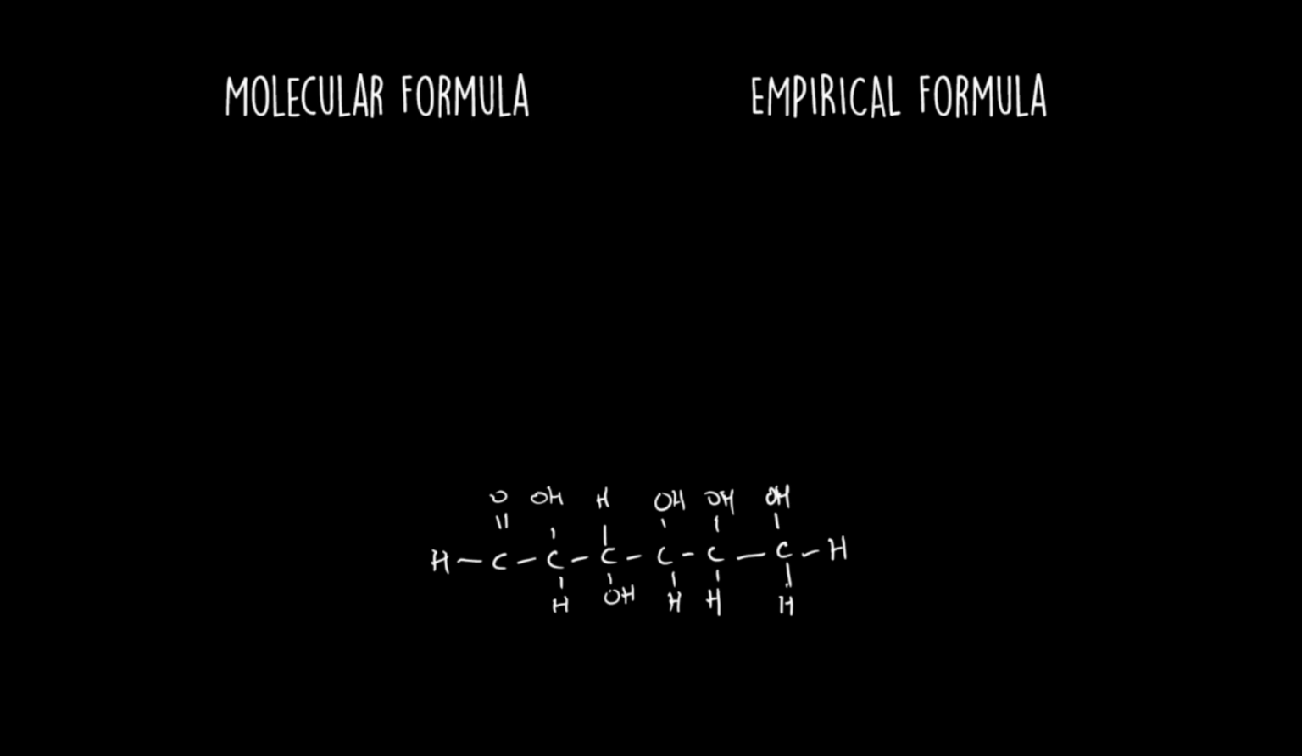Okay, so this one looks a bit complicated. So let's do this step by step. So 1 carbon, 2, 3, 4, 5, 6. So this is C6. How many hydrogens?